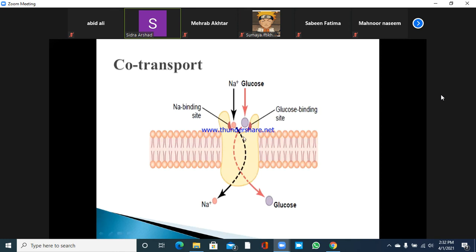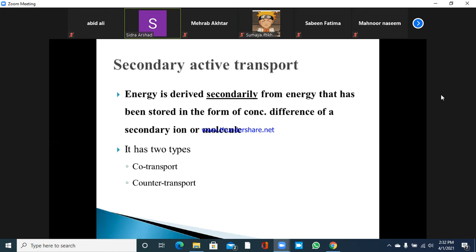So we are studying secondary active transport, which has 2 types, co-transport and counter-transport. Let me just show you. The secondary active transport has these 2 types, co-transport and counter-transport. I have jumped to these types directly because I would like to explain with the help of these examples how it is using energy indirectly.